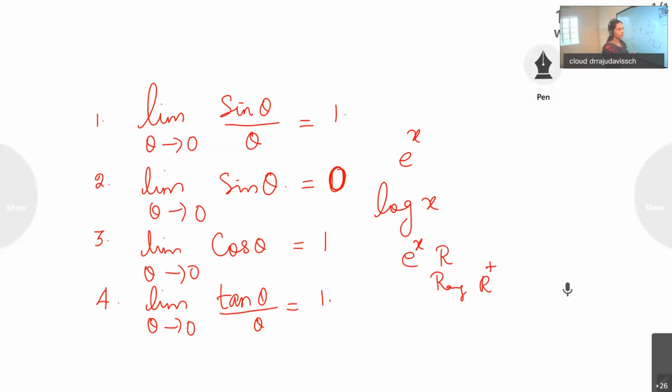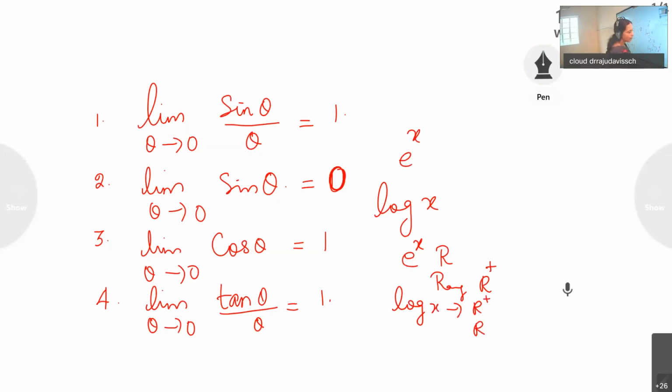And what about log? Log and the exponential function are inverses of each other. So for the log function, the domain is the set of all positive real numbers, and the range is the set of all real numbers.